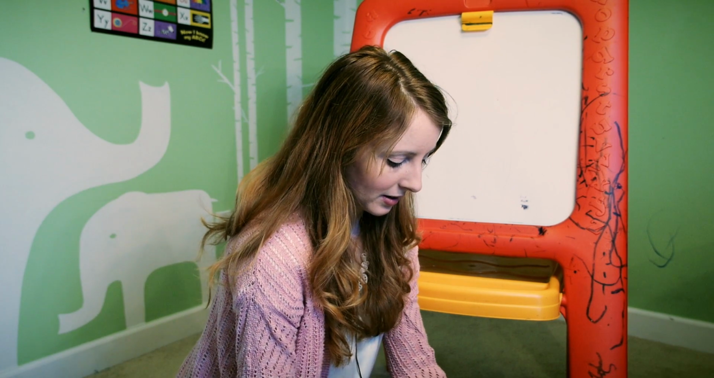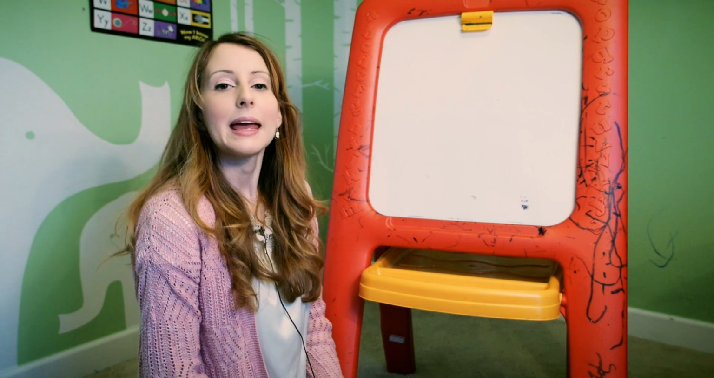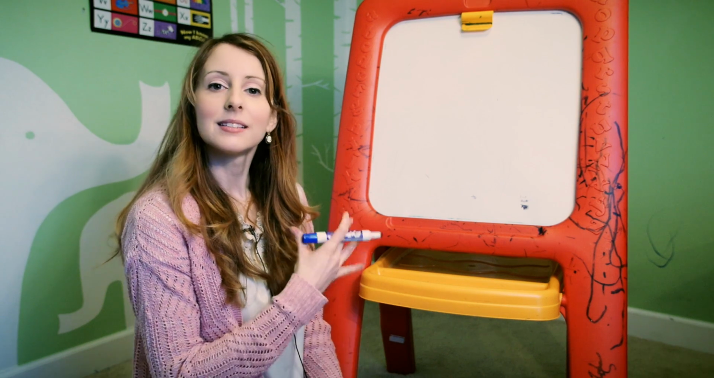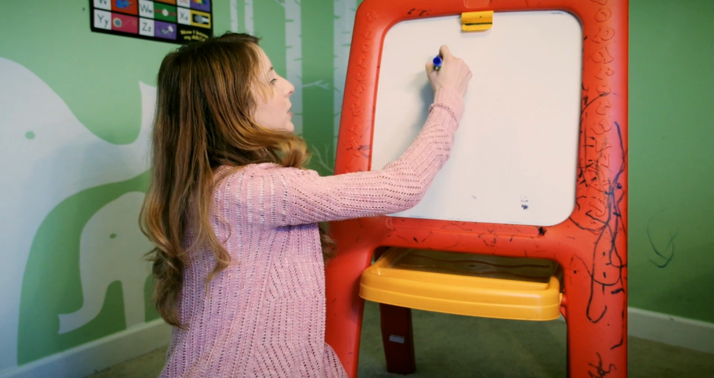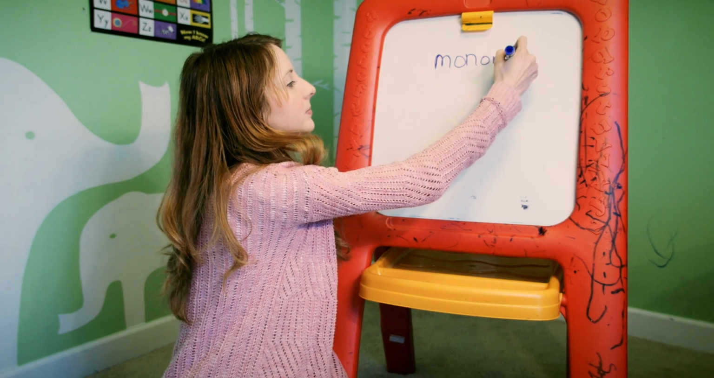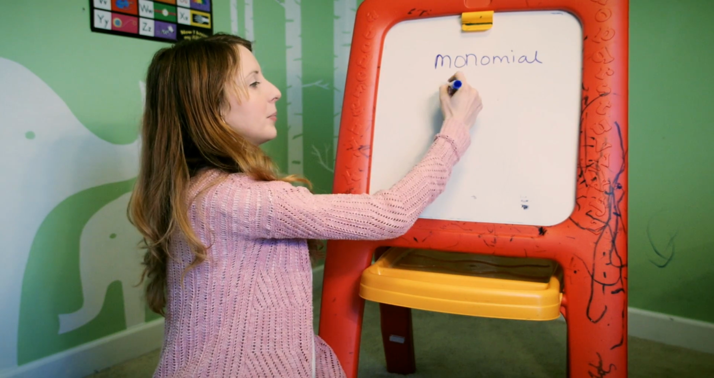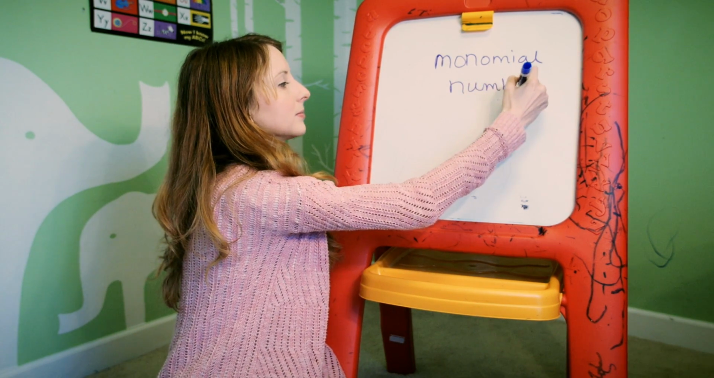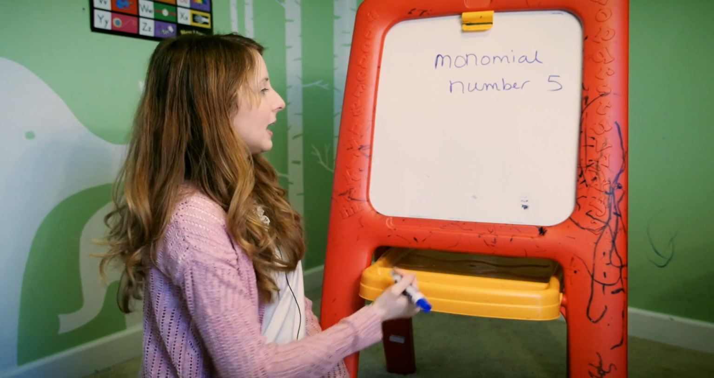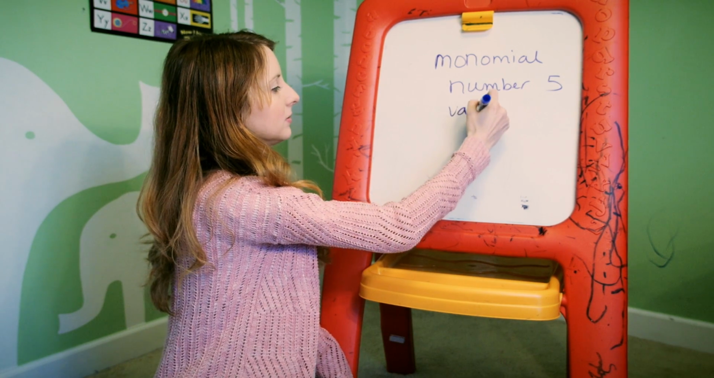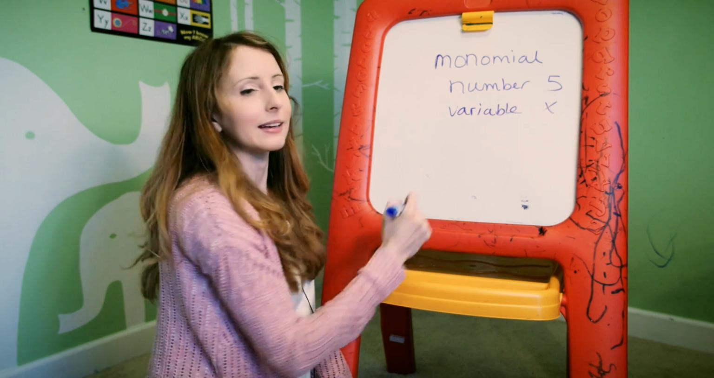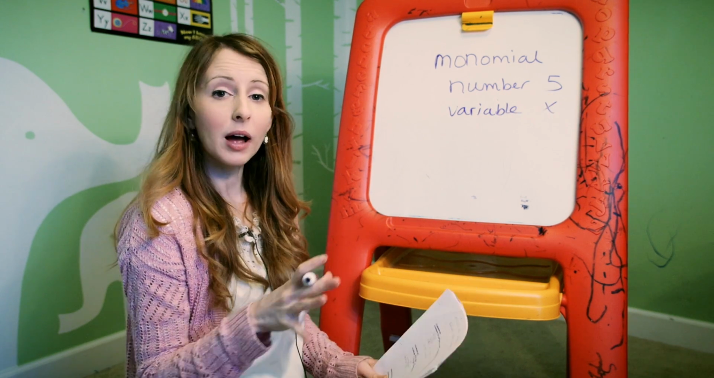Okay, we learned what a monomial is last week. Let's review it real quick. A monomial can be a number, like 5. It can be a variable, like x, or it can be a product.